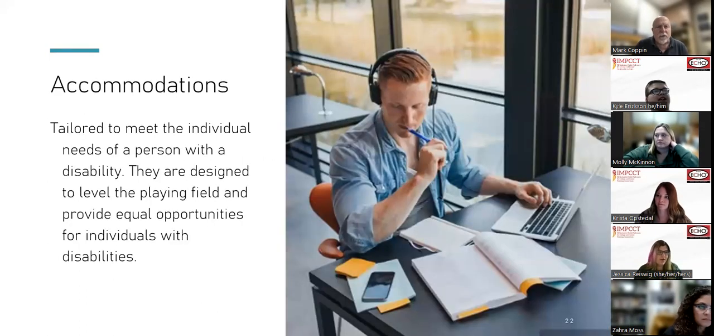So accommodations are really tailored to meet the needs of an individual or a person with a disability. They're really designed to level that playing field and provide equal opportunities for individuals with disabilities. Next.